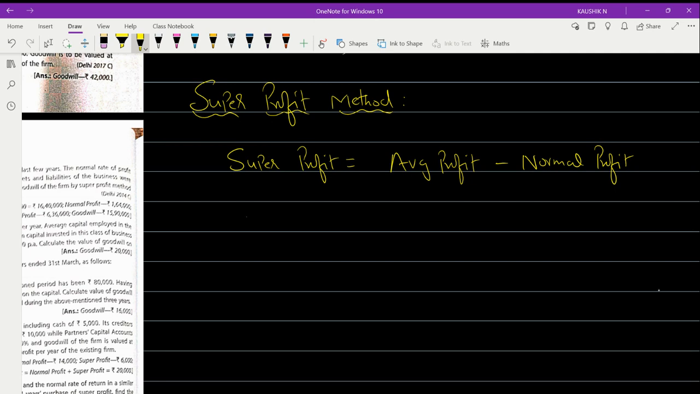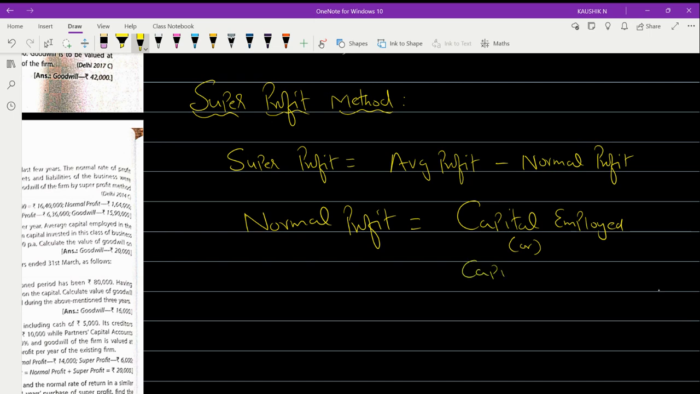We need to derive normal profit. So the normal profit formula: normal profit is equal to capital employed. The other name of capital employed is capital invested. Or the other name of capital invested can also be net assets.